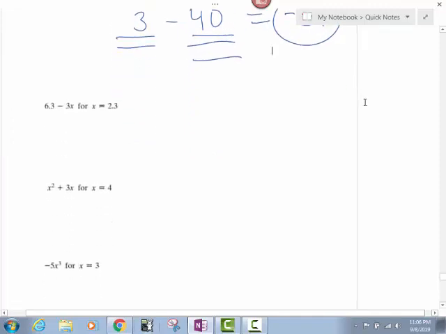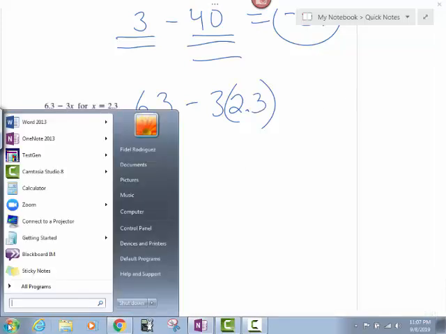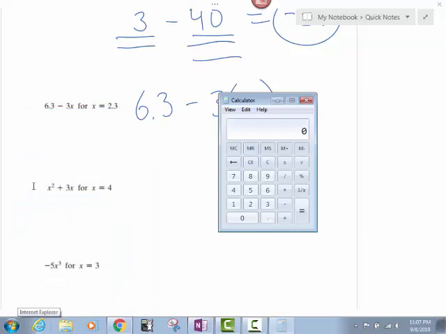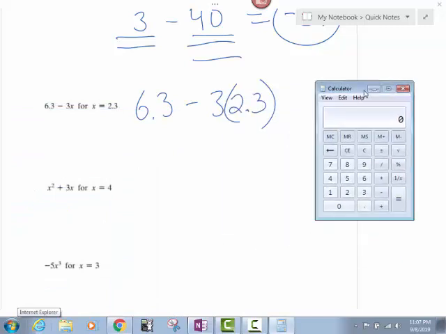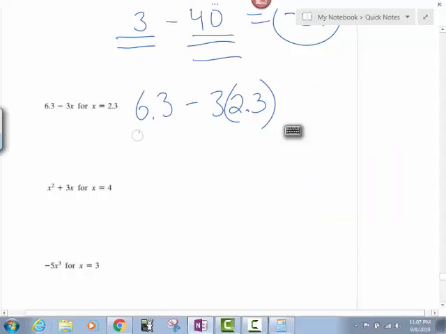All right, let's try the next one here. So we're going to go 6.3 minus 3 times x. X is the number 2.3. Okay, so the first thing I'm going to do here, I'm going to grab my calculator. I need to multiply those two numbers first. 3 times 2.3 equals 6.9. So right here I'm going to write 6.3 minus 6.9.